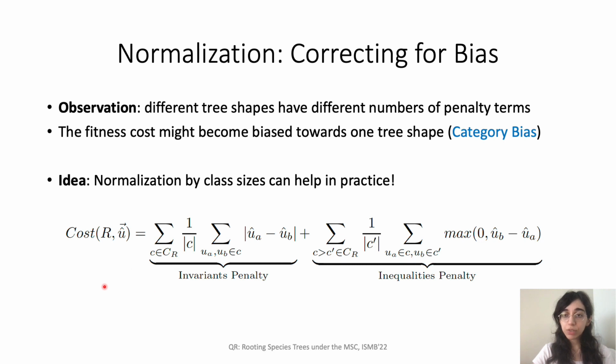So in designing this cost function, we also noted that different tree shapes can have different numbers of penalty terms, and therefore the fitness cost might become biased towards a tree shape with a minimum number of penalty terms, which we call category bias. And therefore we use some normalization factors in the cost function based on the class sizes to balance the number of penalty terms between different categories, and we observed that this can help avoid this bias in practice.